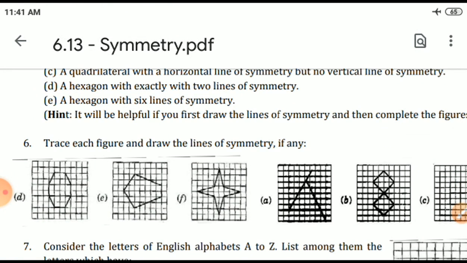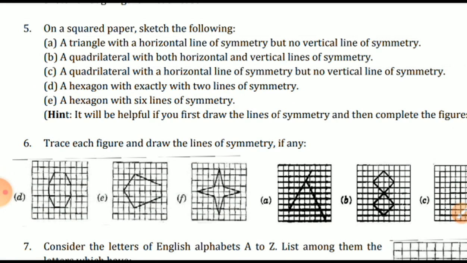Now look at question number 6. Trace each figure and draw the lines of symmetry if any. First of all, whatever the questions are given, you can trace it, meaning make a duplicate copy, beta.